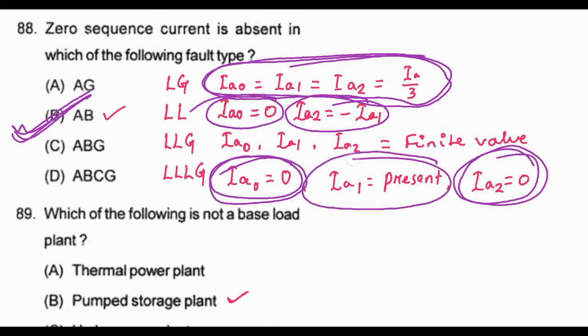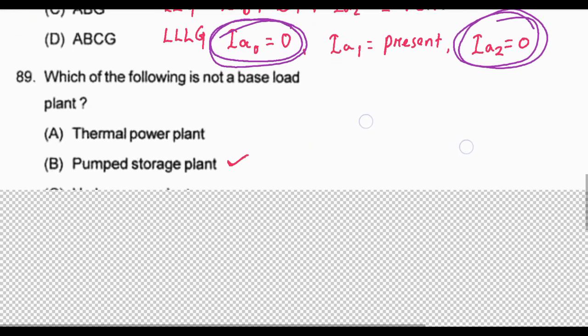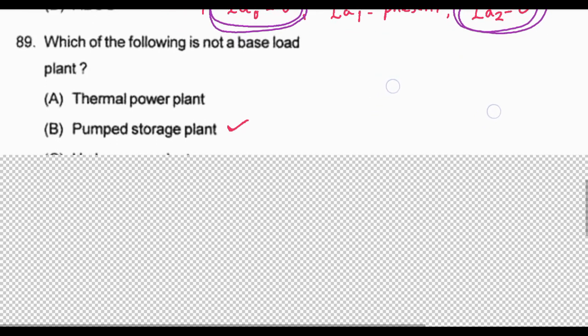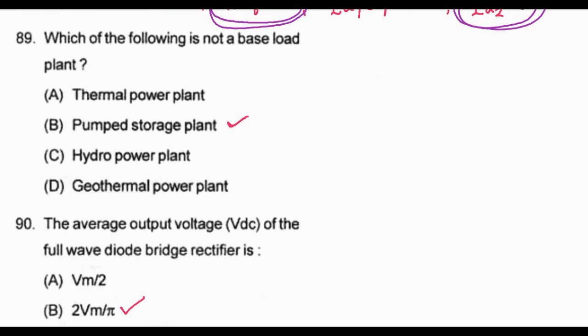only positive sequence current is present. So next question is, which of the following is not a base load plant? So this is very simple. I have already told that pumped storage plant is one of the important terms in the generation part of power system. So here the answer is pumped storage plant.